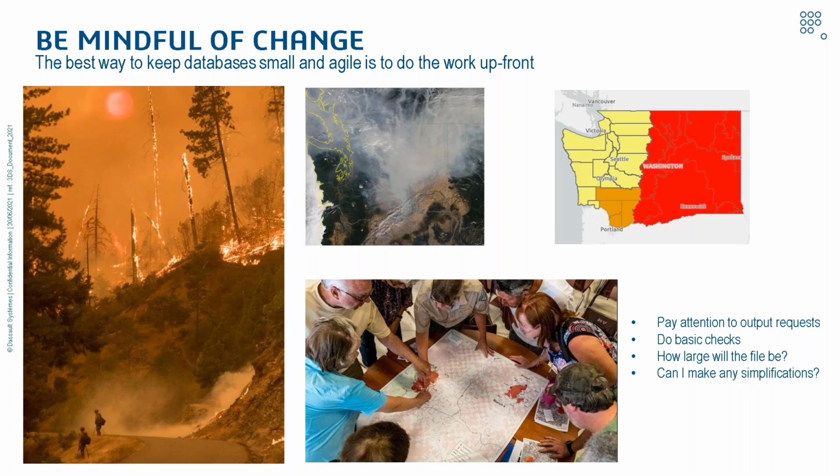You pay attention to the output requests, do your basic checks. How large will your file be? You can think through that. How can I make any simplifications? If I think I've got 1 million elements, I've got maybe an average of 3 integration points for all of my elements. I've got stress in the 11, 22, 33, 12, 13, 23 direction. So I've got 6 components of my stress.